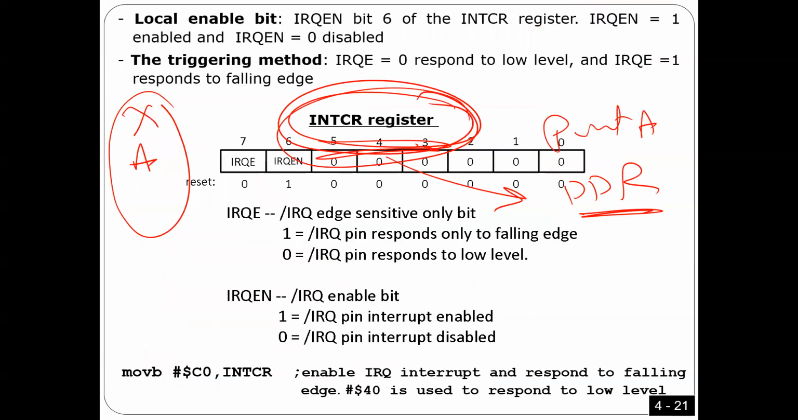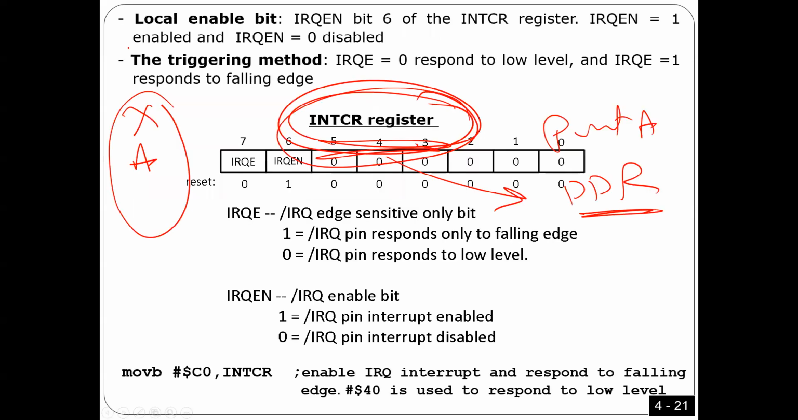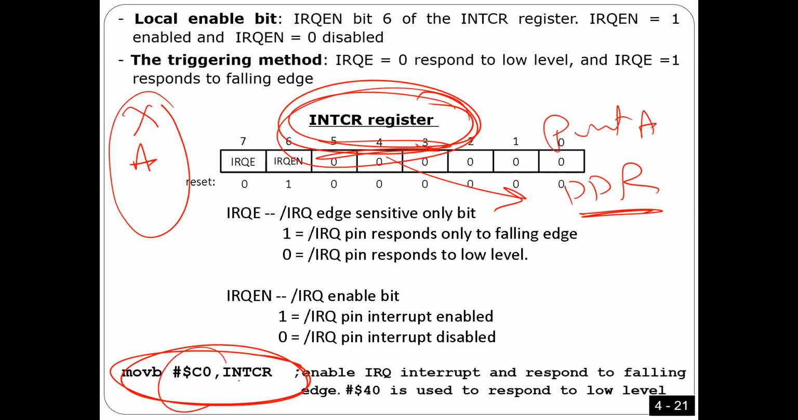Okay, guys. So what else do I have to write in the main program? For sure, you have to write CLI. Once you write this CLI, and once you write this one, now interrupt is working. Why? Because this one is going to enable the global interrupts, and this one is going to enable the local. Once you enable the local and the global, now IRQ can work. Once a falling edge comes, you are going to trigger interrupt right away.